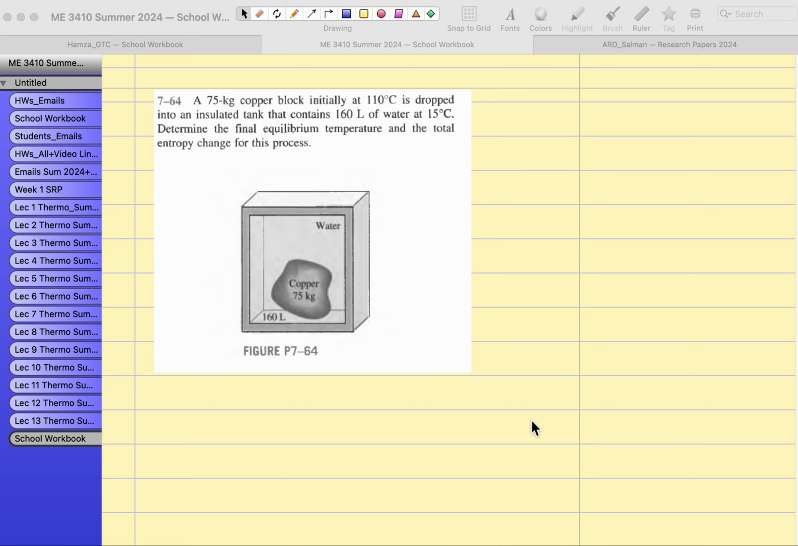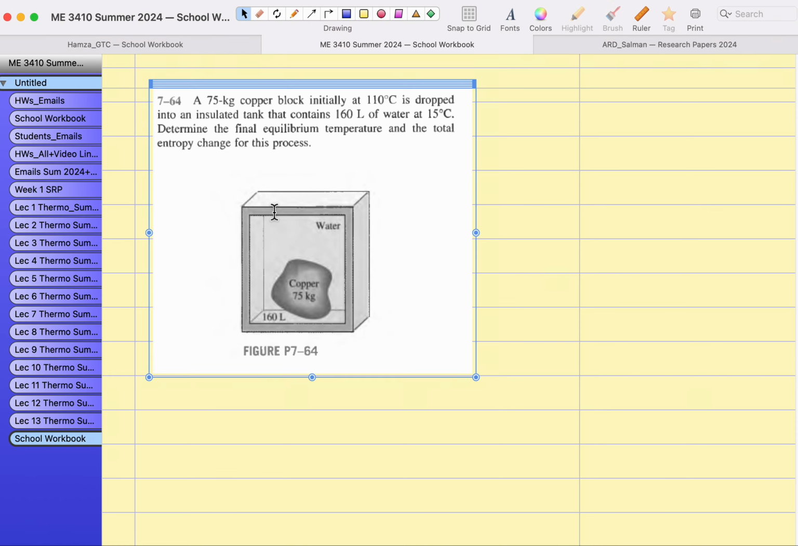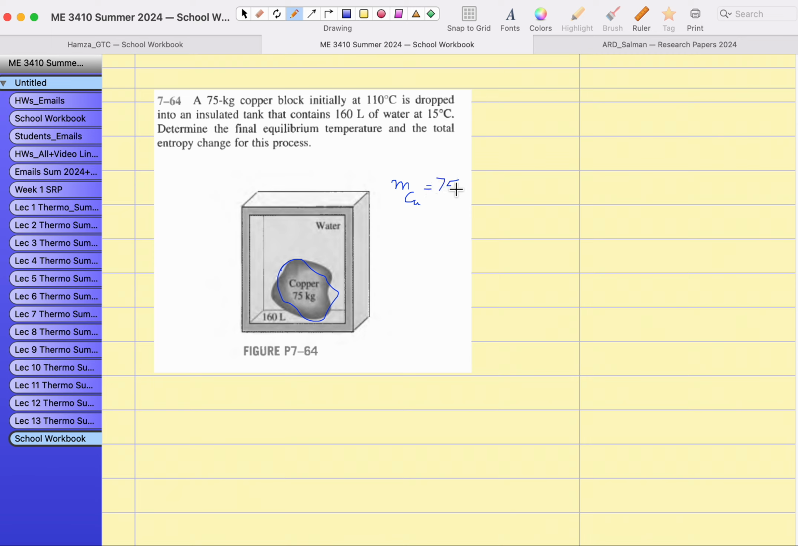So the question states that we have a copper block. The mass of copper is 75 kilogram. That block, initially at 110 degrees Celsius, so the initial temperature is about 110 degrees Celsius, is dropped into an insulated tank.